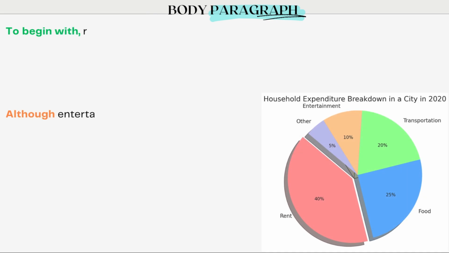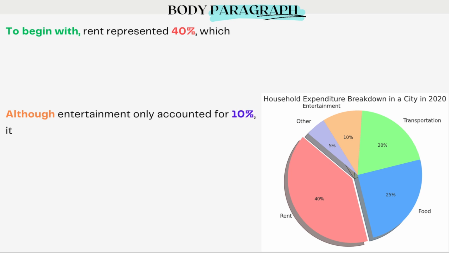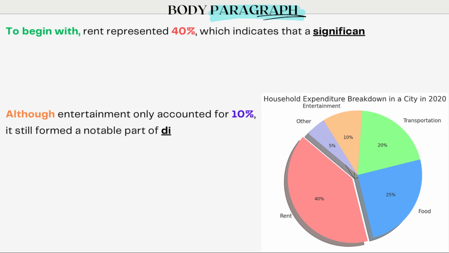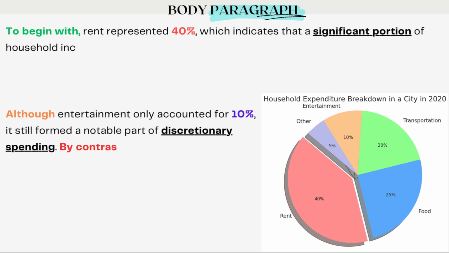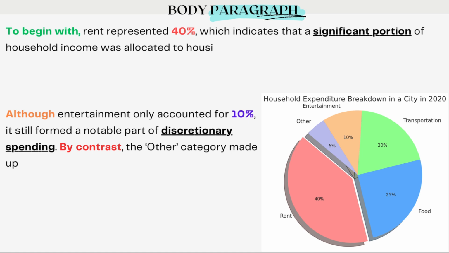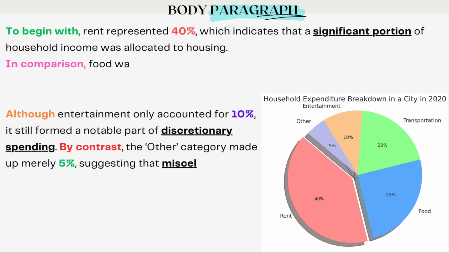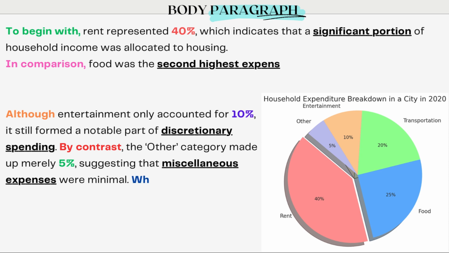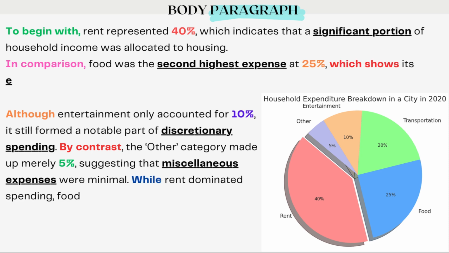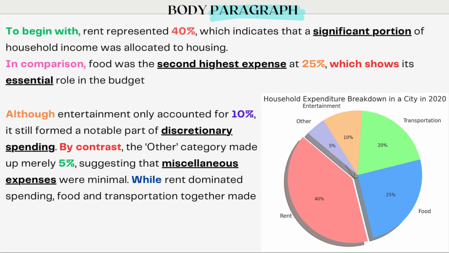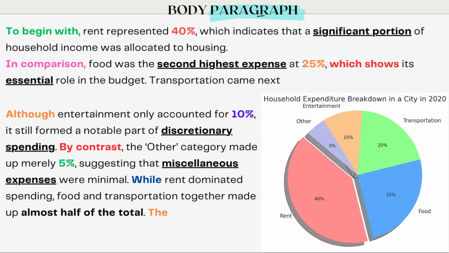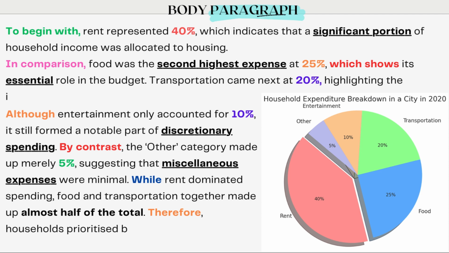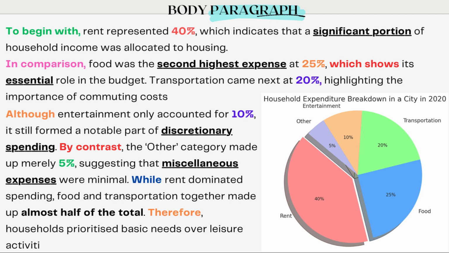How you people need to write is that, to begin with, rent represented 40%. Now see in the pie chart, it's labeled 40%, which indicates that a significant portion of household income was allocated to housing. So now talking about food, in comparison, food was the second highest expense at 25%. Now which shows, it's a connector, which shows here its essential role in the budget, right? So transportation came next at 20%, highlighting the importance of commuting costs.